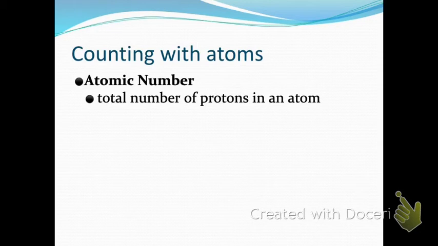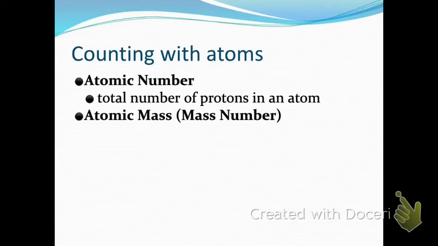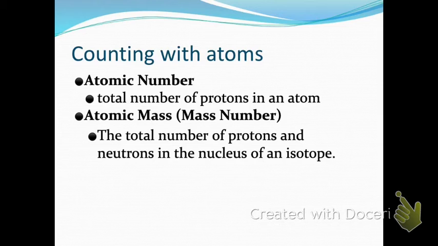Atomic number is protons. Atomic mass is what plus what? Protons plus neutrons. Good. Protons plus neutrons in the nucleus of an isotope or in the nucleus of an atom. Okay. Protons plus neutrons gives us the atomic mass or mass number. You'll very rarely hear me say mass number. Your book might. I don't. That's not how I refer to it. Okay, protons plus neutrons is atomic mass.